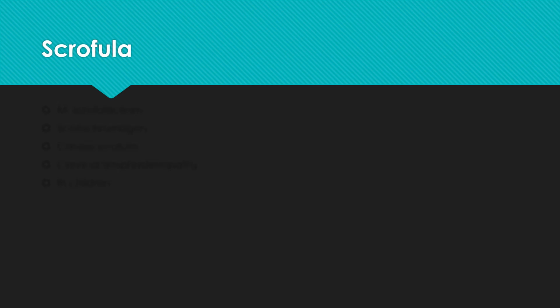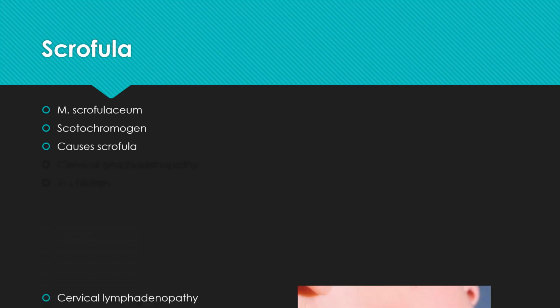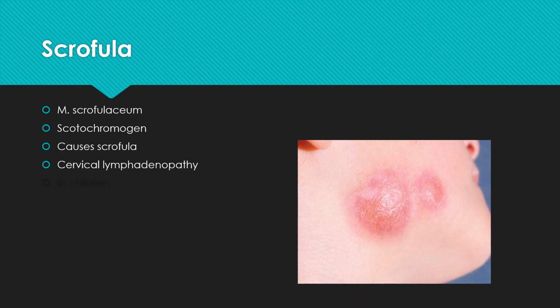scrofula. Scrofula is a disease which can be caused by Mycobacterium scrofulaceum. This Mycobacterium scrofulaceum is a scotochromogen. That means it can produce the pigment in both light as well as in the dark. It can cause scrofula. In scrofula, the patient comes with cervical lymphadenopathy, which can be seen in the picture. Mostly children are affected with scrofula in comparison to adults.